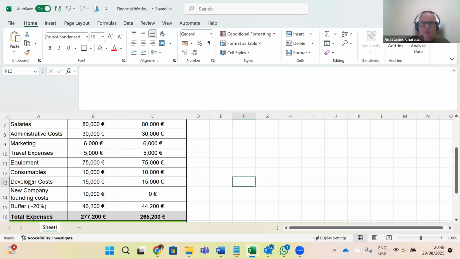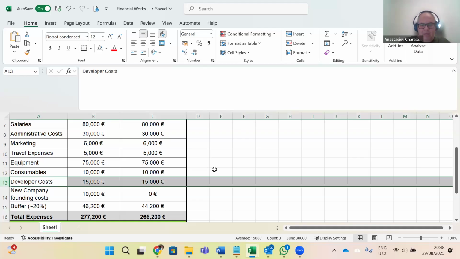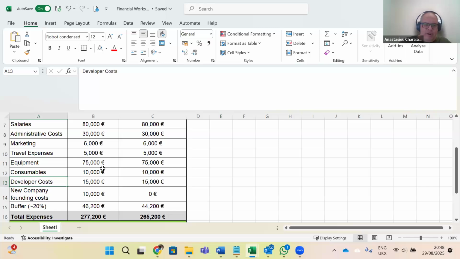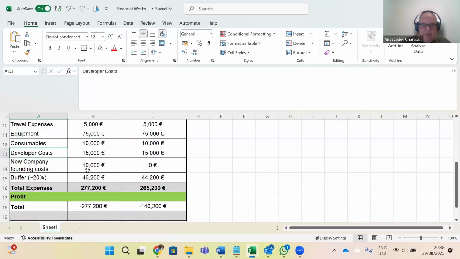This will be developer or outsourcing costs, I would say. This is very common for startups. Software engineers are very expensive, so typically you have them on a contract. It's very expensive to hire experienced software engineers to work for you full time. And then there are obviously some founding costs. This is lawyers, accountants, registrations, all the different things that you have to do. And that's why I put it just on year one.